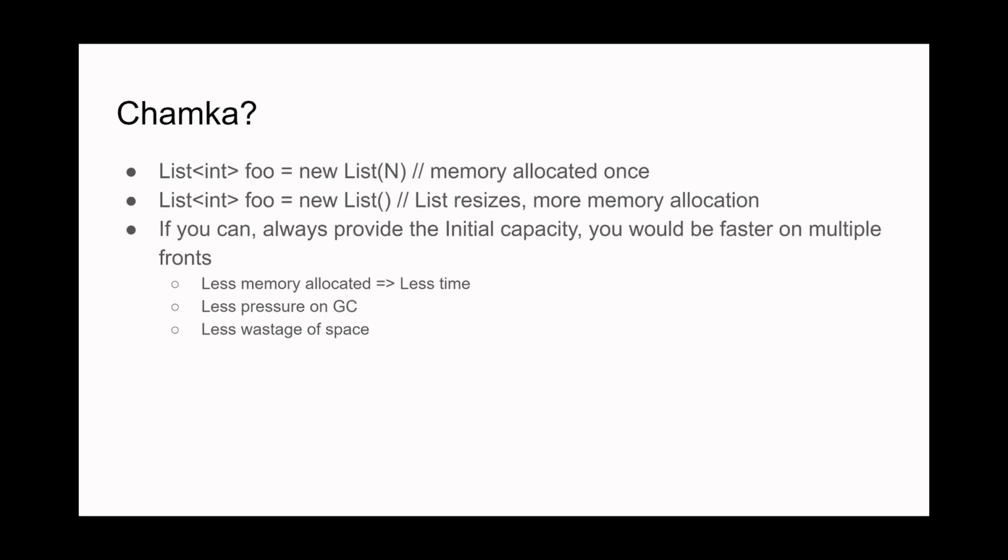So the answer that we have is that you should always provide the initial capacity if you can. If you are going to provide the initial capacity, the resizing is not going to happen. And if the resizing is not going to happen, then you would save upon the allocation cost, the cost of copying elements, and the garbage collection cost that you're going to pay. As the numbers we saw, this cost is significant.